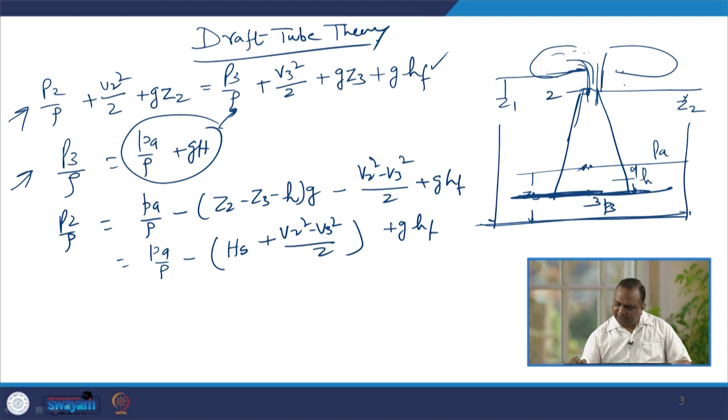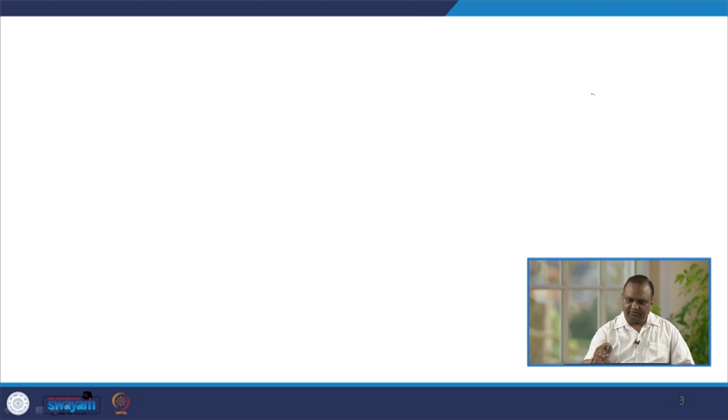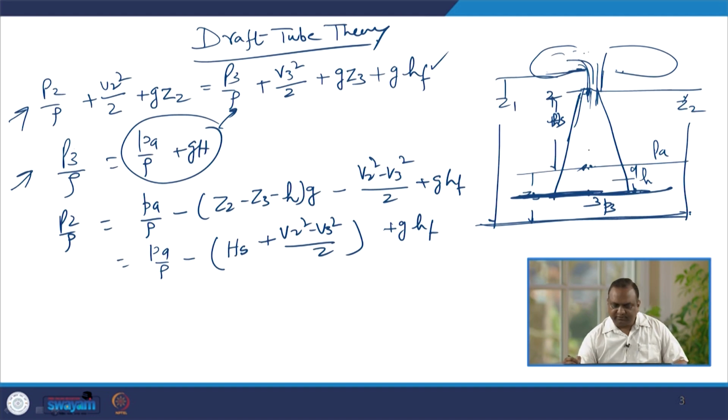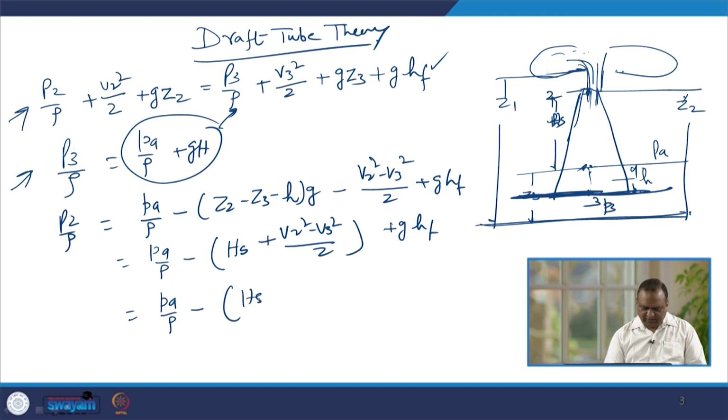Then this is Hs, the length of the draft tube which is above the water level. The length of the draft tube which is submerged in water is not taken into account. And this comes from the formula Z2 minus Z3 minus H, it is obvious. So, it is Hs plus gHf, and this is going to be equal to Pa by rho minus Hs plus (1 minus K) times (V2 square minus V3 square) by 2.